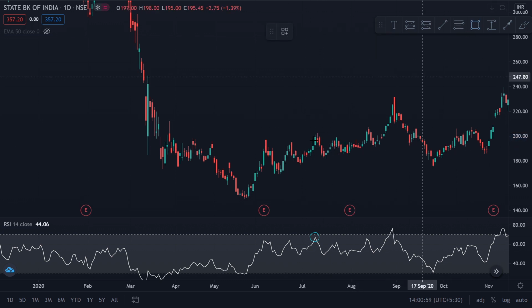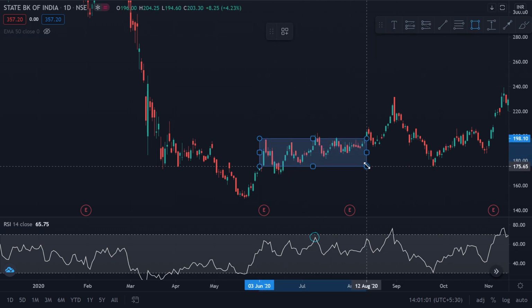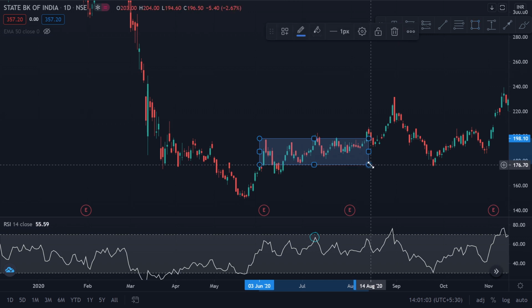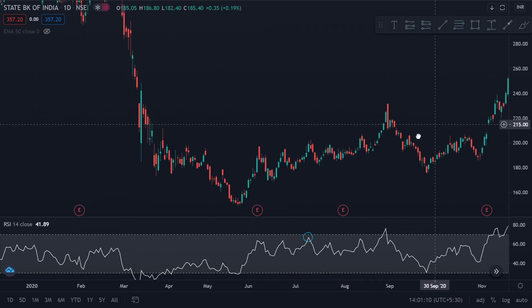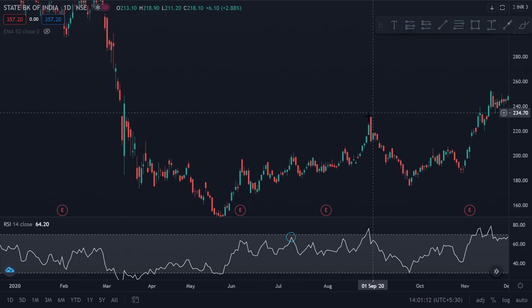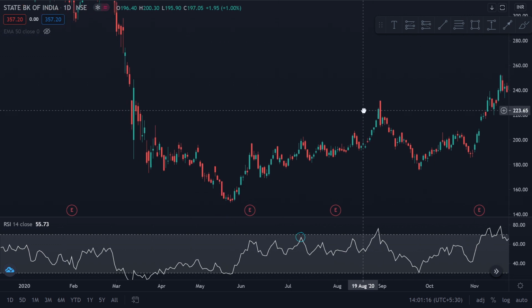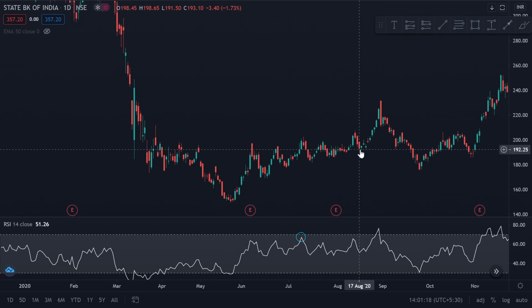So this was basically to tell you that RSI in range bound markets is not the best idea to go with, especially when the range is small. If the range is huge, then obviously you can look for reversal signs and overbought, oversold, and go for it. But when the range is so small and the market is being volatile, then it's very difficult to predict using RSI.